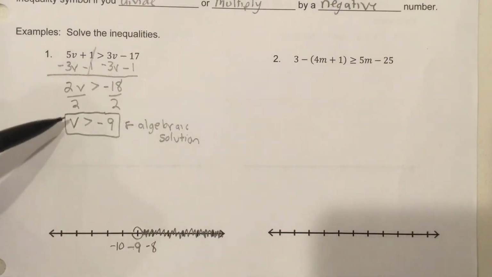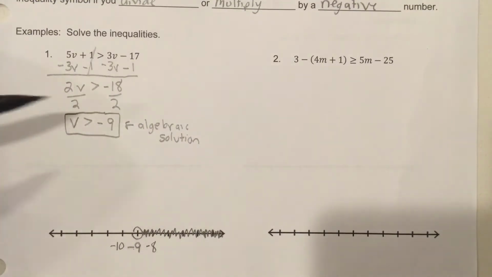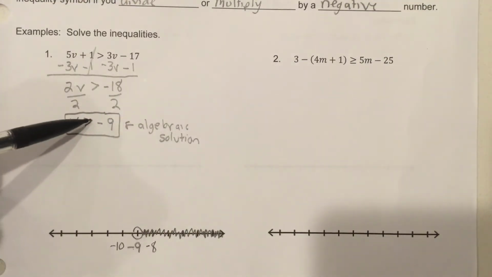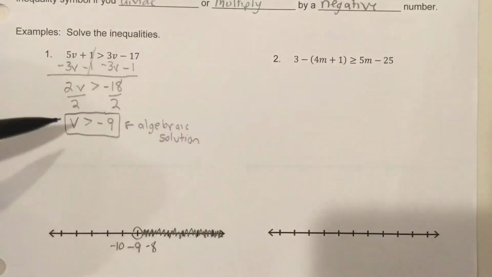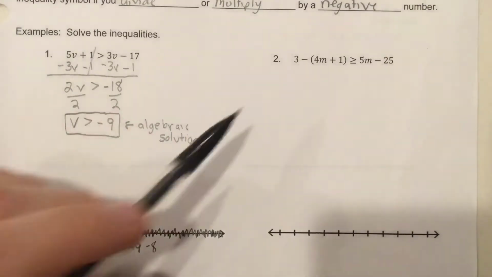And again, another trick, as long as your variable is on the left-hand side, which it is here, the inequality arrow will point the way to shade. So if you look, that almost looks like an arrow pointing to the right. That means our shading's to the right. And again, that's only if the variable's on the left. All right, one more example.